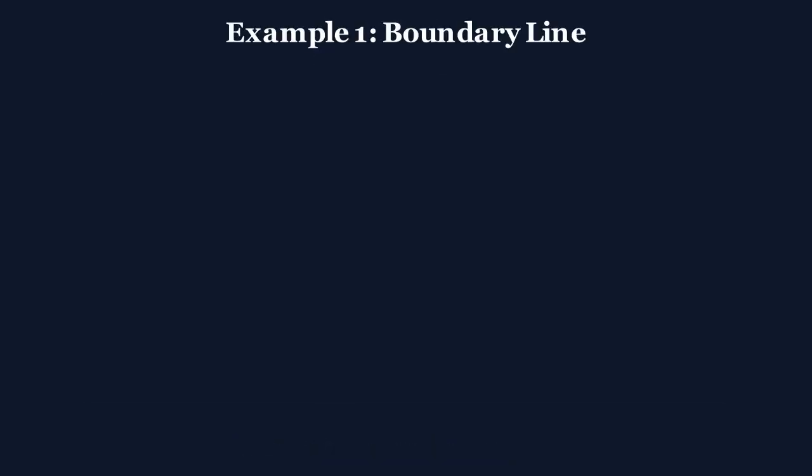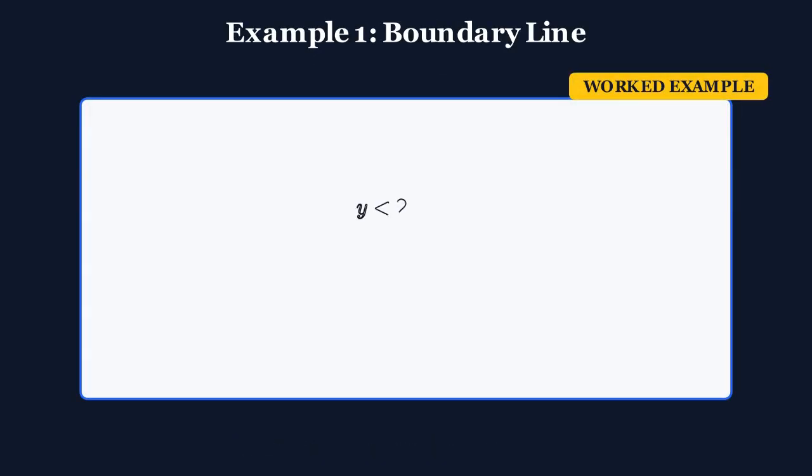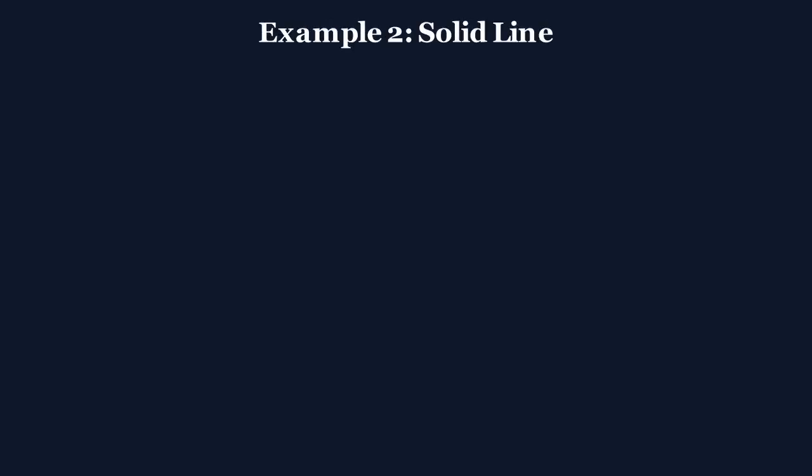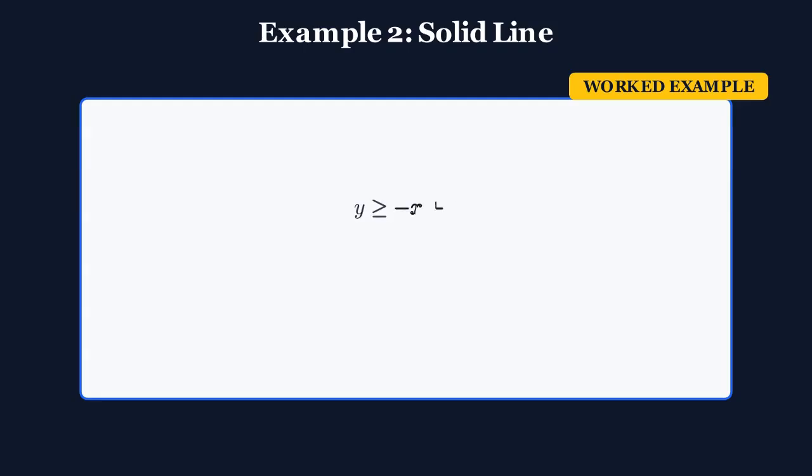For y less than 2x plus 3, the boundary is y equals 2x plus 3. Since the inequality is strict, the boundary line is dashed. For y greater than or equal to negative x plus 1, the boundary is y equals negative x plus 1. Because the inequality includes equal to, the boundary line is solid.